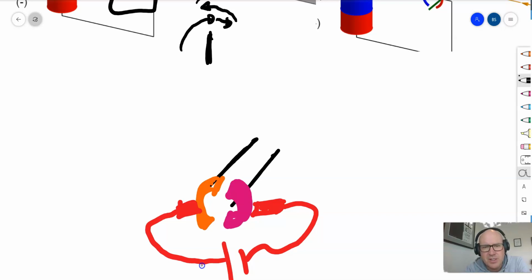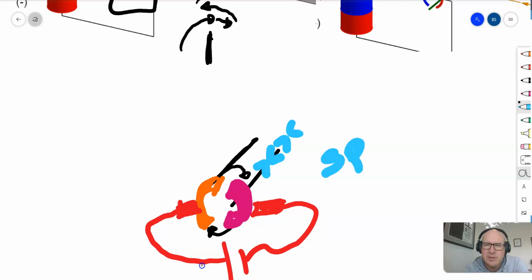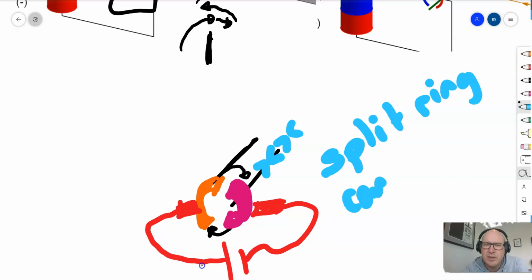So the orange part's going to rotate and eventually go to the other side, and the pink will go to the other side. And that means the current in the coil will keep changing direction every half cycle, okay, half a loop. And that keeps the thing going. So that thing is called a split ring commutator.